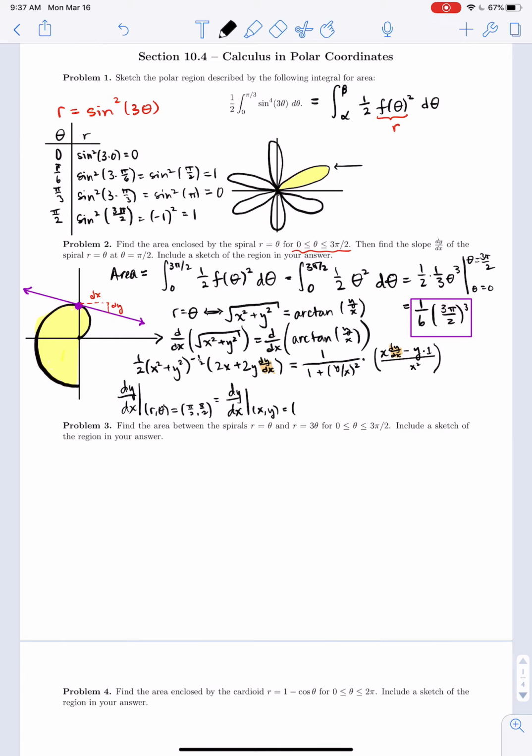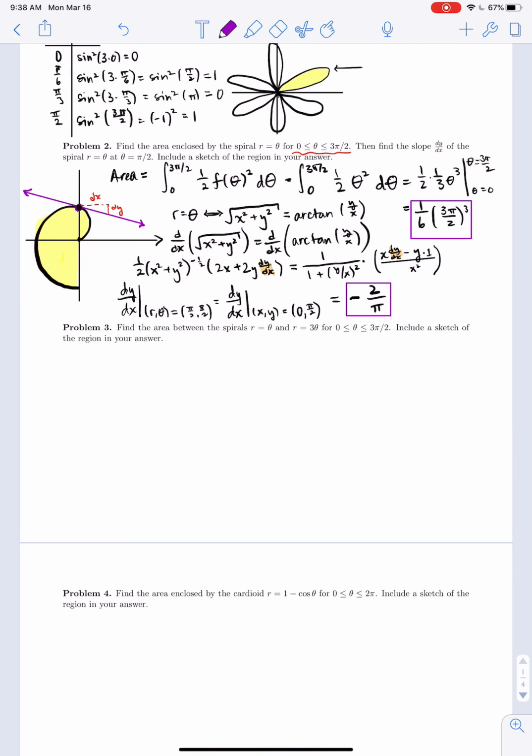So this will really be, well, what is x at this point? It's 0. And what is the y value at this point? Well, it's actually the radial length, pi over 2. Okay, so this ends up being, after you simplify a whole bunch, minus 2 over pi. And from the look of our tangent line, it looks like it has a negative slope, and it doesn't look that steep. So that seems like a reasonable number.